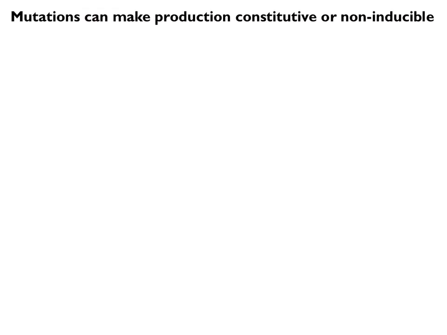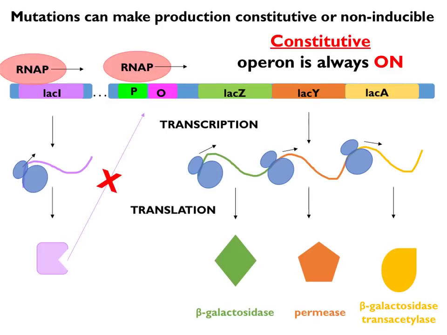What Jacob and Monod looked at was how mutations in different components of this operon can lead to a constitutive or a non-inducible operon. And so what do we mean by those terms? When we say constitutive, this would be an operon that is always on. So regardless of the presence or absence of lactose, a constitutive mutation would render the operon always on, meaning that the structural genes are being transcribed and translated.